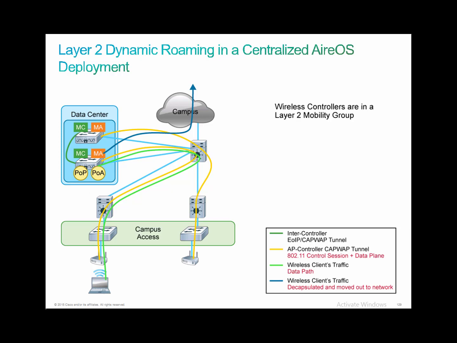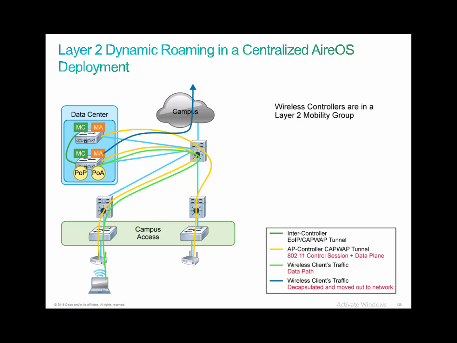So this is just our initial association, right? Everything makes sense. We've got the back-end communication between the controllers. I've got my CAPWAP tunnel going from both APs to their respective controllers in this particular case, and my client's data traffic goes from the primary AP to the primary controller, and then the de-encapsulated traffic leaves that controller and goes out to the campus.